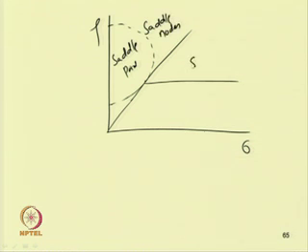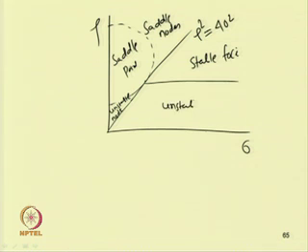Here one will have stable foci. This is the line of rho square equal to 4 sigma square. Here, unstable node. So, one will have unstable node, here unstable foci. Rho equal to half, so this line is for rho equal to half.